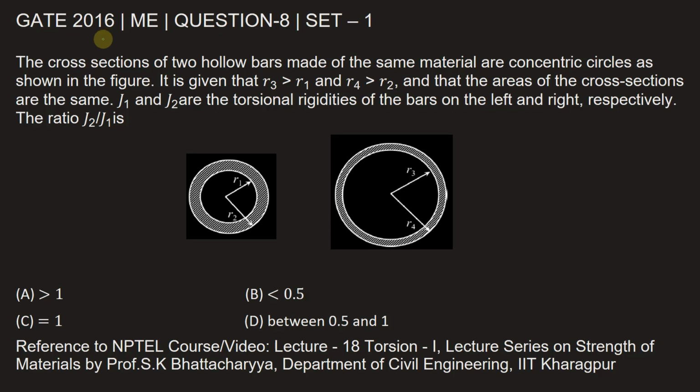This question is from GATE 2016, Mechanical Engineering paper, set 1, question number 8. The cross sections of two hollow bars made of the same material are concentric circles as shown in the figure. It is given that R3 is greater than R1 and R4 is greater than R2, and that the areas of cross sections are the same. J1 and J2 are the torsional rigidities of the bars on the left and right respectively. The ratio J2 by J1 is.